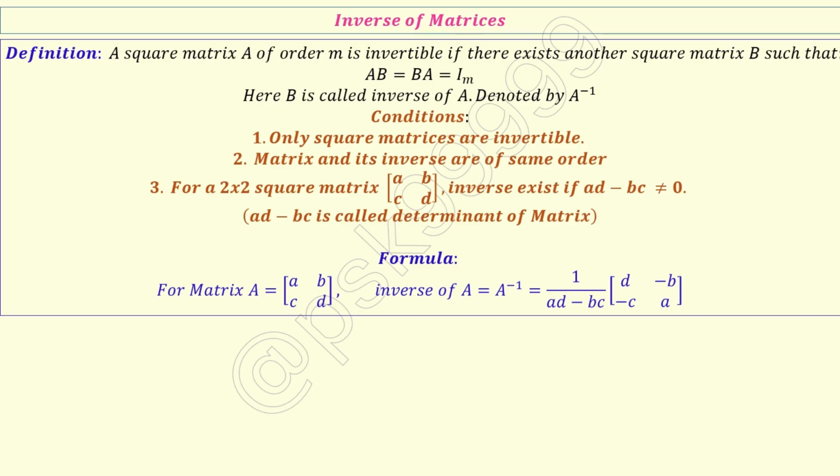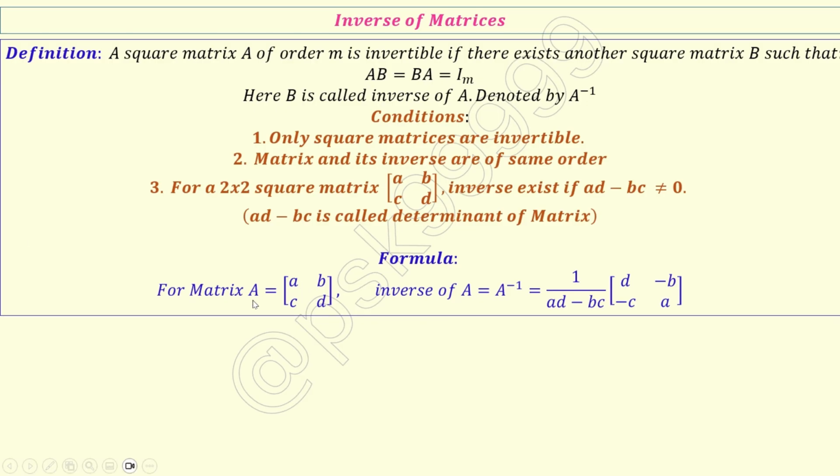Okay, for a 2 by 2 square matrix A, B, C, D, the inverse exists only if AD minus BC is not equal to 0. AD minus BC is called the determinant of the matrix. You will understand more of these determinants in the next chapter, which is chapter 4 in the class 12 NCERT. And the formula for inversion for 2 by 2 I am giving here. 3 by 3 you will learn in the determinants anyway.